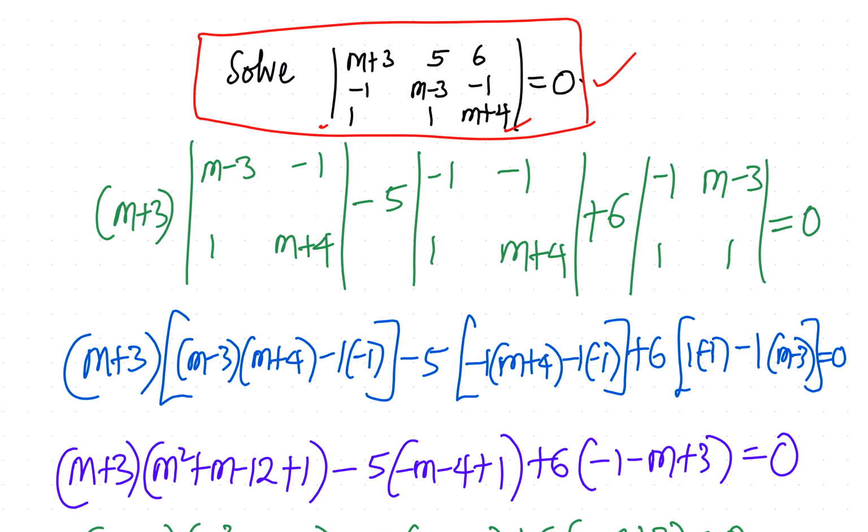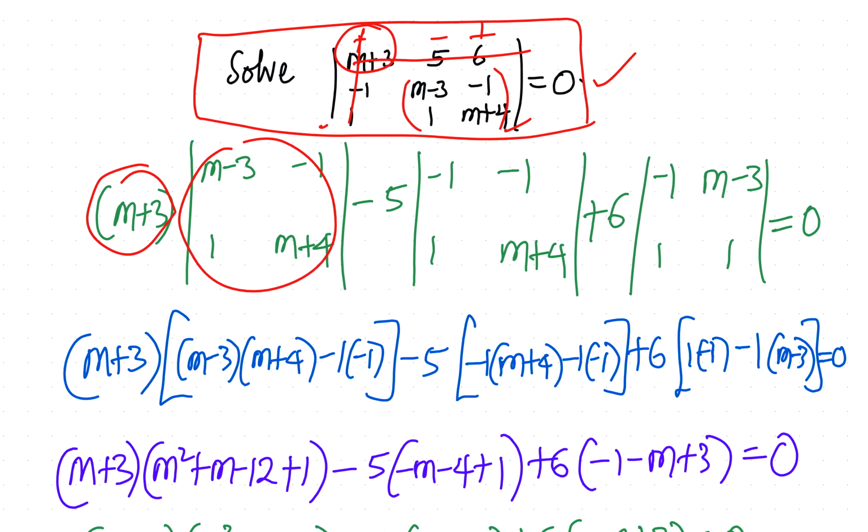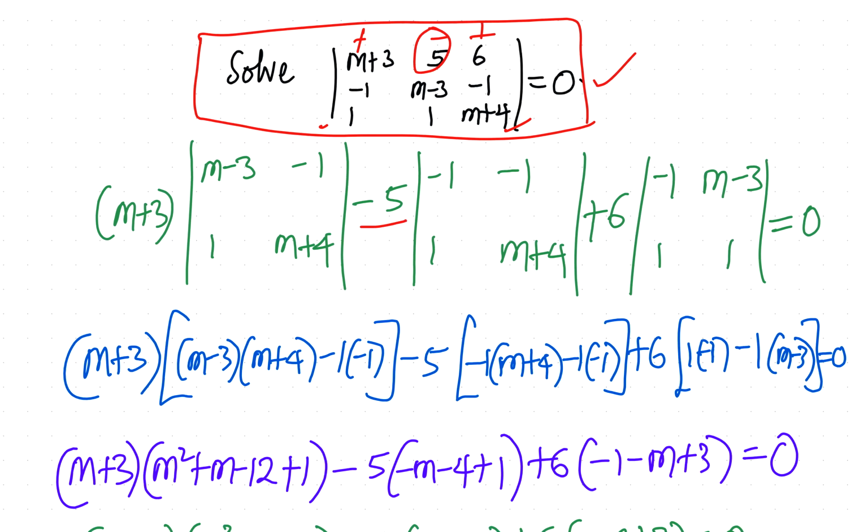So you assign plus, minus, plus as usual. So you have plus m plus 3, which you have here. Cross the column, cross the row. So you have m minus 3, minus 1, 1, m plus 4, and that is what is here. And then, having taken care of that, you have minus 5, which is this. Cross the column, cross the row. So you have minus 1, then 1, m plus 4, and that's exactly what you have here.